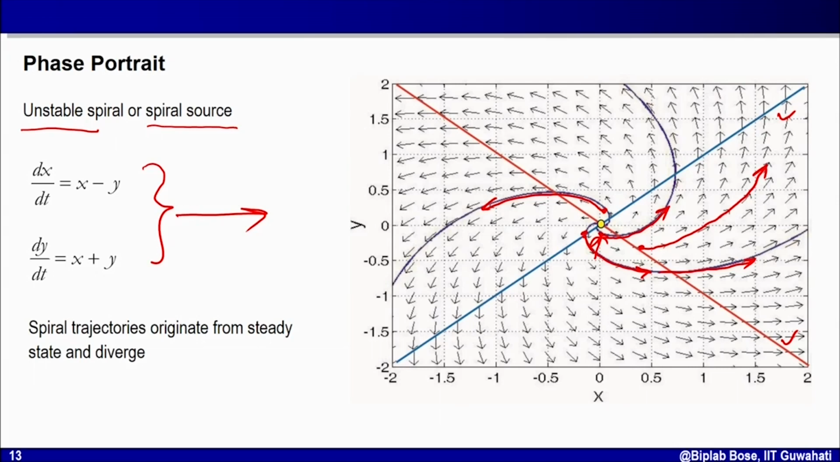So what I have discussed till now are the different types of common phase portraits that you can expect. Some of them are stable, some of them are unstable. For example, I have discussed stable node and unstable node. I have discussed stable spiral and unstable spiral. Then we have the saddle type steady state, and then we have the center type phase portrait.